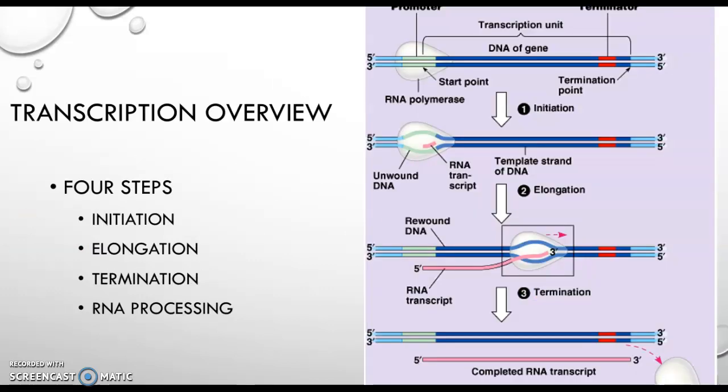There are 4 steps that have to happen in transcription, and they're all pretty self-explanatory, hence why this is slide 15 out of 21. You have initiation, which starts the process, elongation, which causes the protein strand to grow longer, termination, which stops the process, and mRNA processing, where RNA gets edited and changed around.